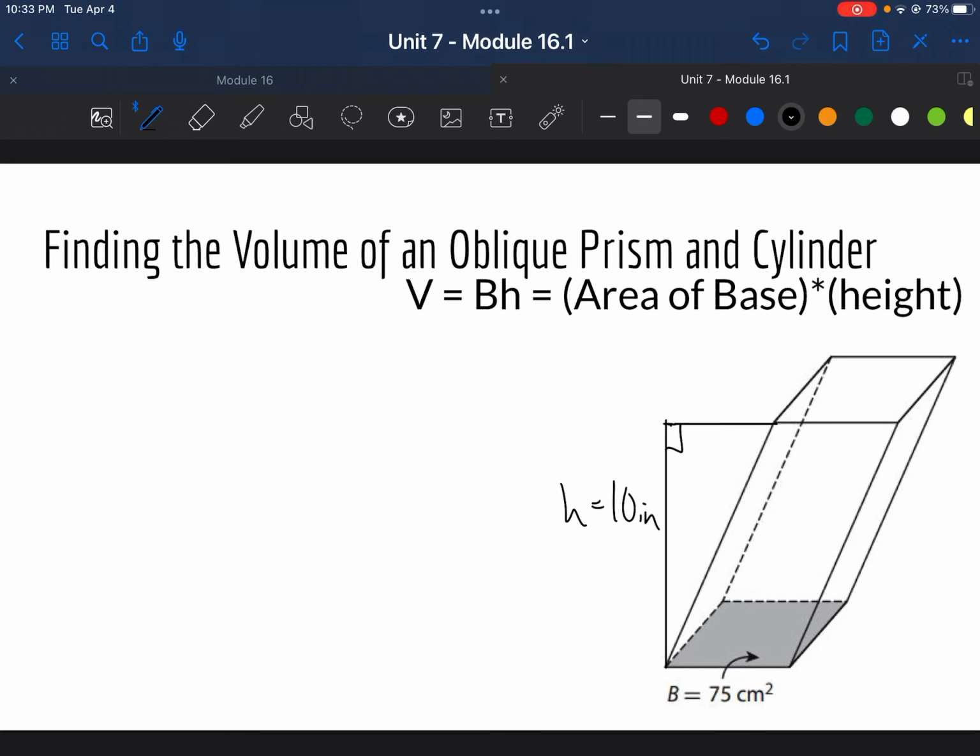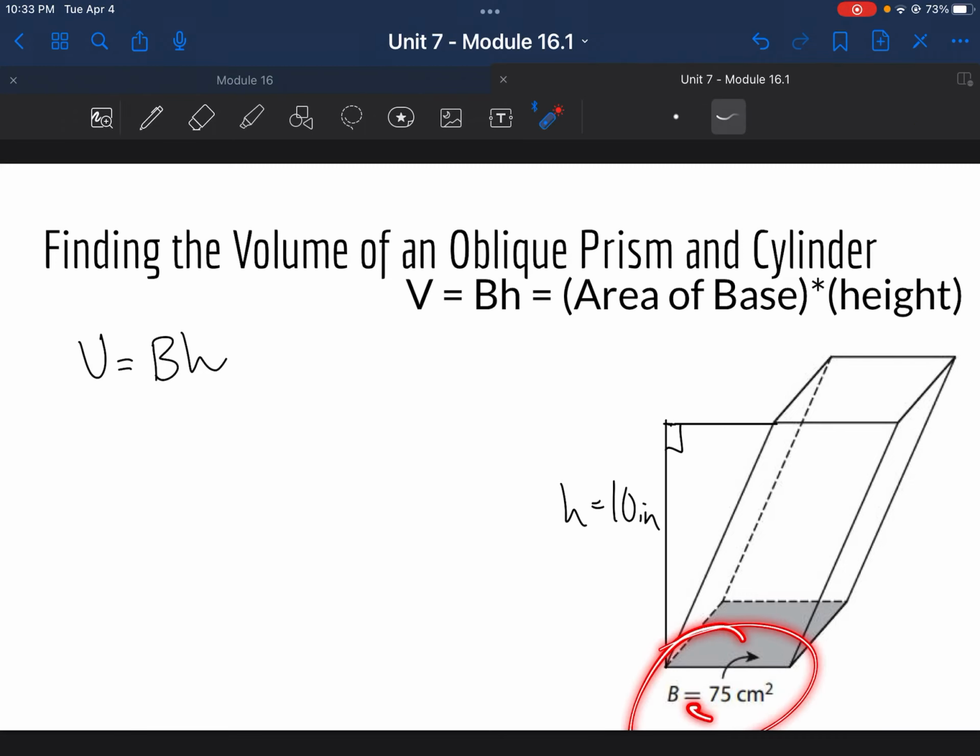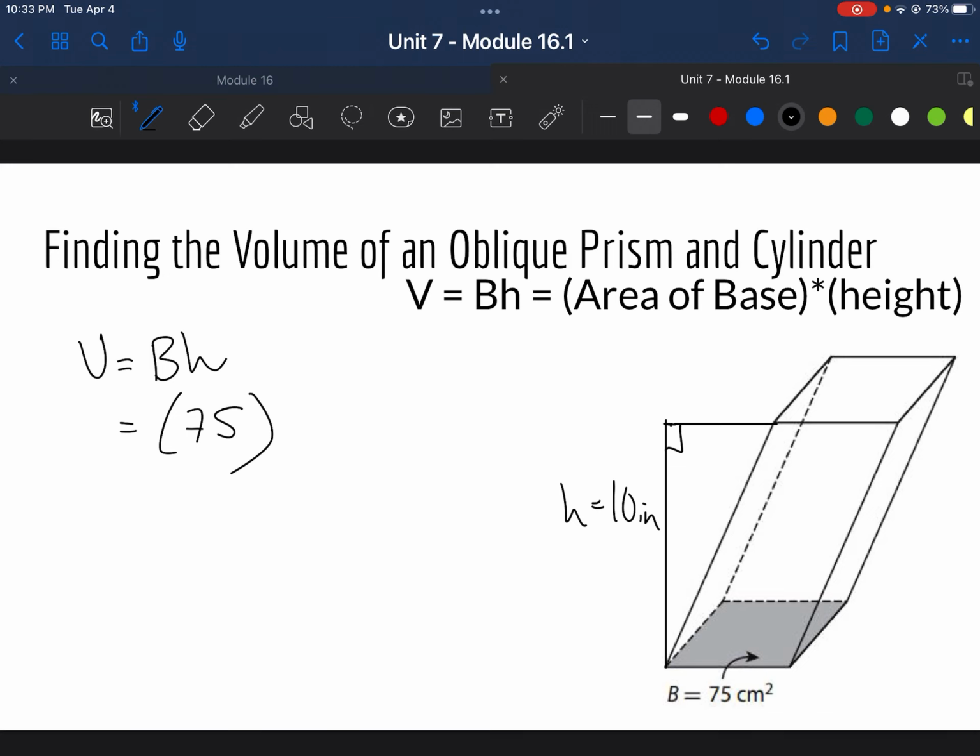Cool. Welcome back. So let's do it. We're still going to use the same formula. Volume equals base times height. The area of the base times the height. In this case, they gave us the area of the base again. They said that the area of the base is going to be 75 centimeters. So I'm going to plug in 75 for my big B. And the height of my prism is once again 10 inches.